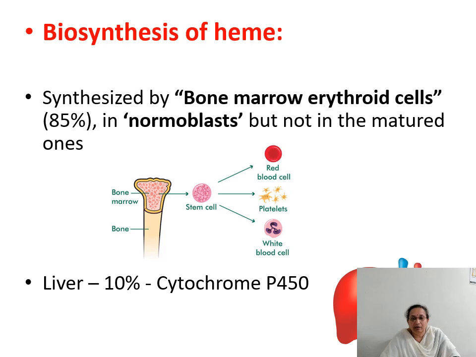Biosynthesis of heme is going to take place in two areas. One is in bone marrow erythroid cells, especially in normoblasts. So about 85% of the synthesis is going to take place here, but not in the matured ones. So it is only in the normoblasts, that is in the bone marrow erythroid cells. Liver constitutes about 10%. Okay, but the majority is going to be taking place in red bone marrow only.